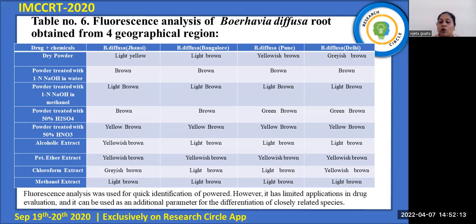Alcoholic extract: yellowish brown, light brown, and light brown. Similarly, with the petroleum ether, chloroform and methanol extracts, this is shown in the figure. So fluorescence analysis was used for quick identification of a powder. However, it has limited applications, as you all know, in drug evaluation, and it is used as an additional parameter for the differentiation of closely related species.